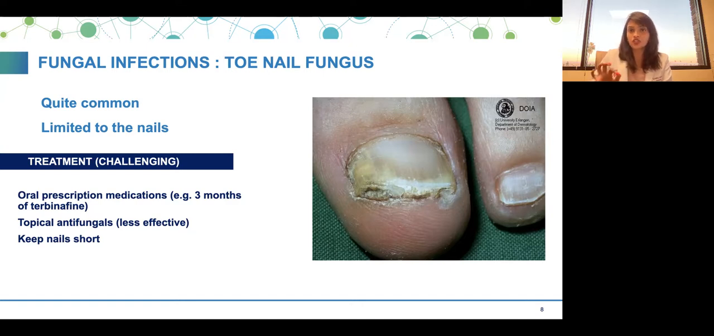Other common treatment includes topical antifungals, though to be honest, they don't really work as well. There's a topical gel that people can apply on their toenails, but you have to have realistic expectations. Mostly I actually tell people to keep your nails short, keep them clean. And for women, they can sometimes just paint over their toenails and that's not going to make it worse.